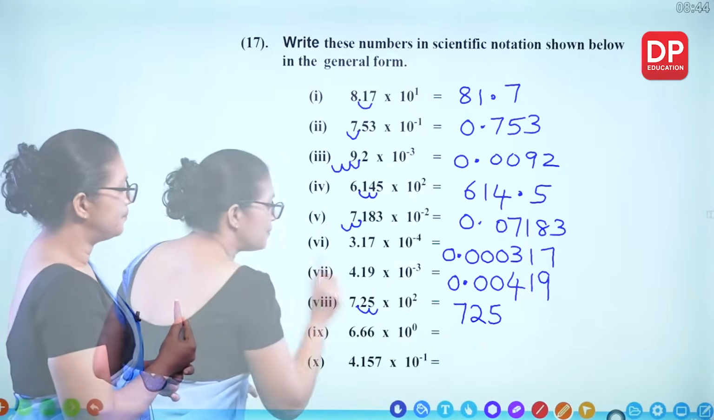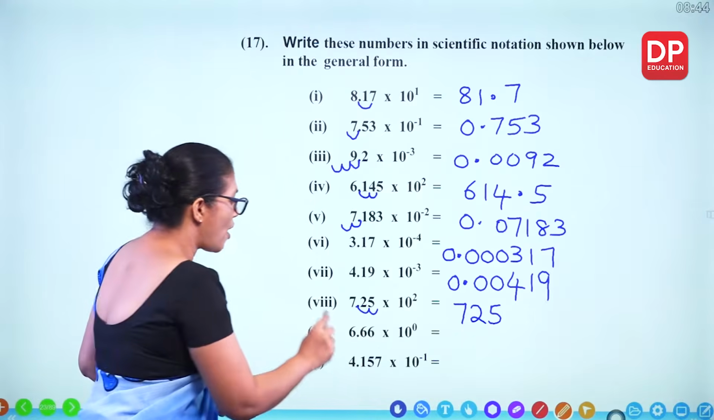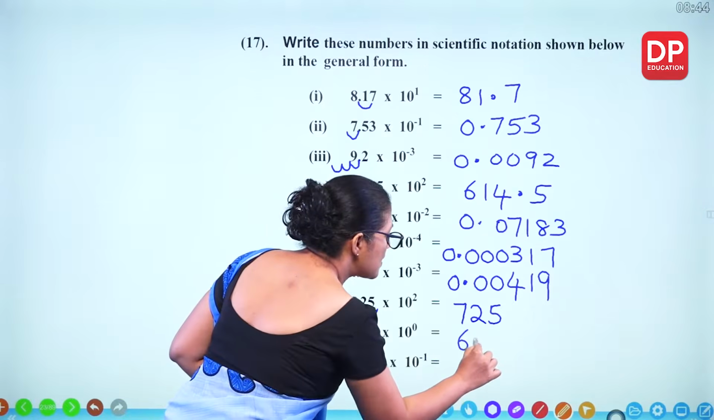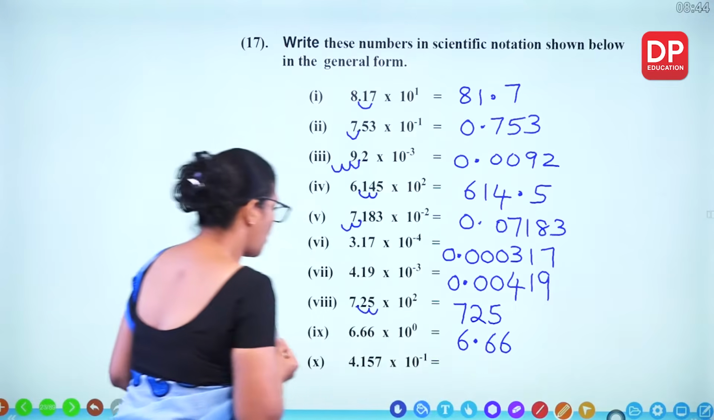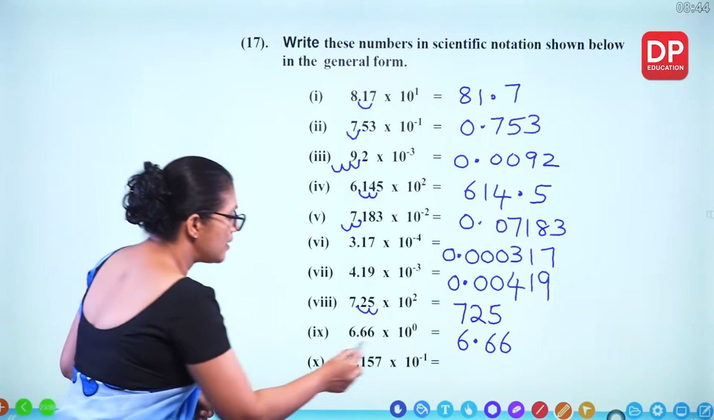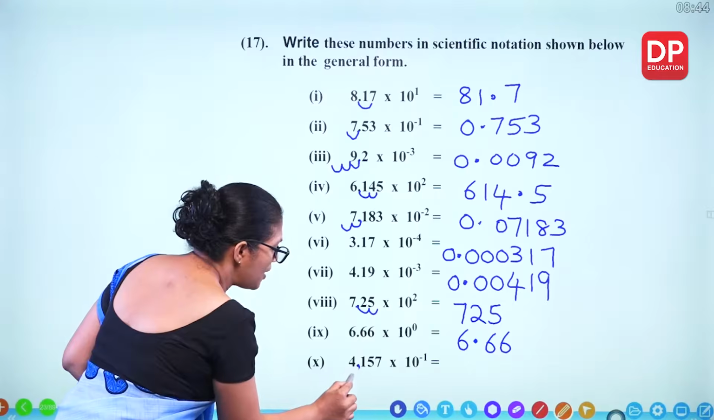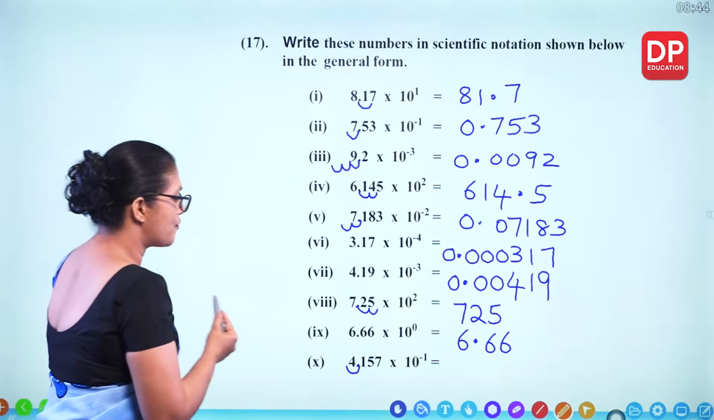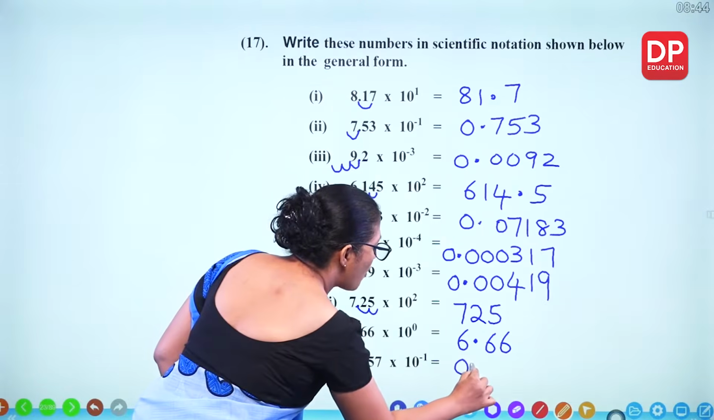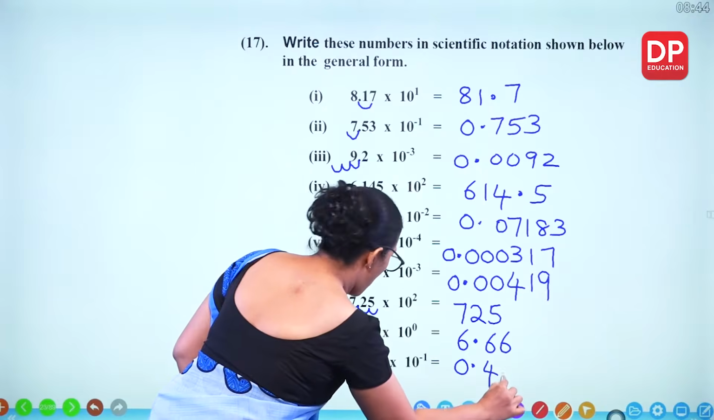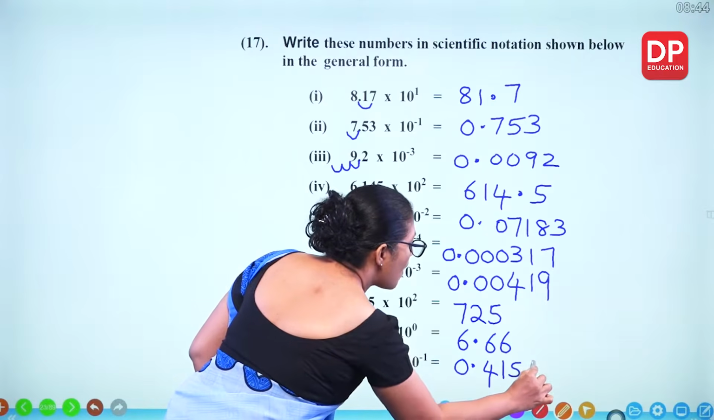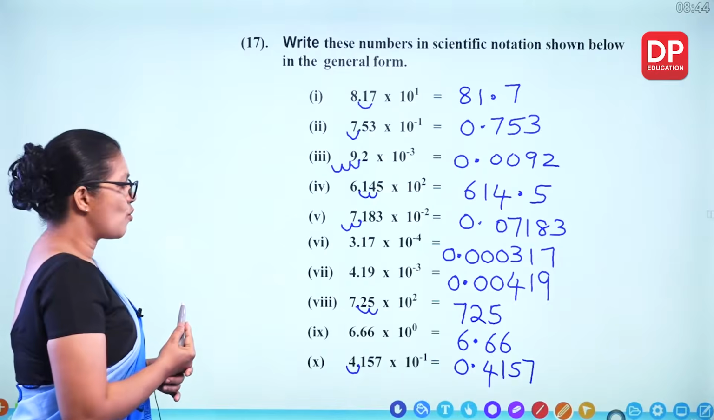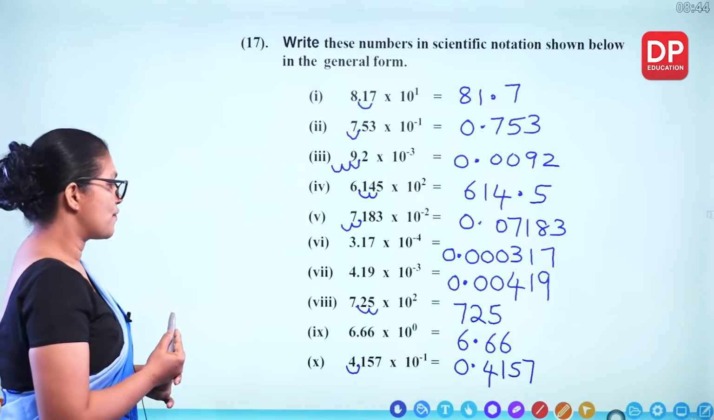725 times 10 to the power 0. So you are not changing the decimal point. This one, negative 1 means 1 place to the left. So you get 0.4157. So 1 place to the left.